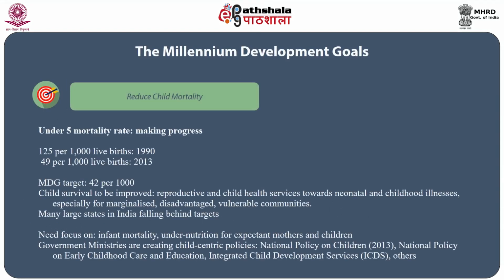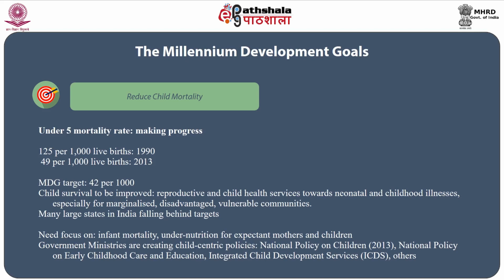Goal 4, under-5 mortality rate, is making considerable progress. 125 per thousand live births was the situation in 1990, which has come down to 49 per thousand live births in 2013. The MDG target was to achieve 42 per thousand. Child survival needs to be improved, with better catering to reproductive and child health services, and to neonatal and childhood illnesses, especially for marginalized, disadvantaged and vulnerable communities.